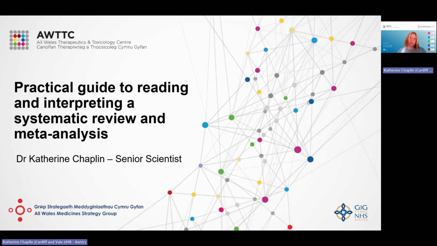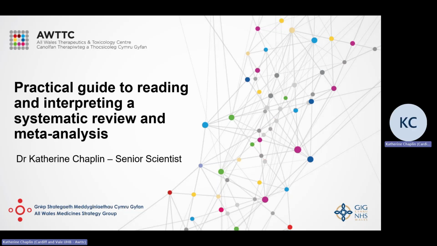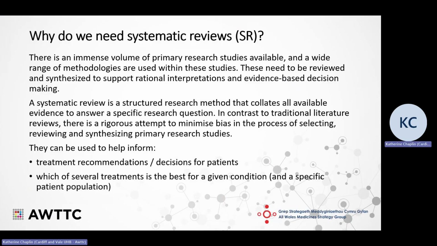This session is a practical guide to reading and interpreting systematic review and meta-analysis. So, why do we need systematic reviews? There is an immense volume of research studies available, with a wide range of methodologies used within these studies. These need to be reviewed and synthesized to support rational interpretations and evidence-based decision-making.